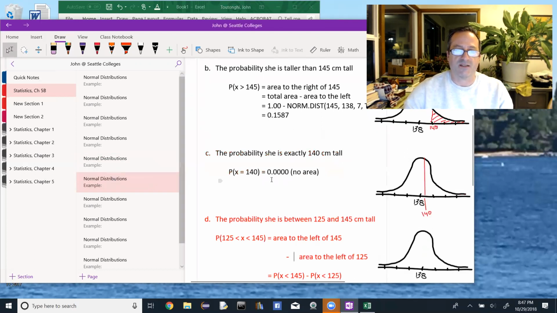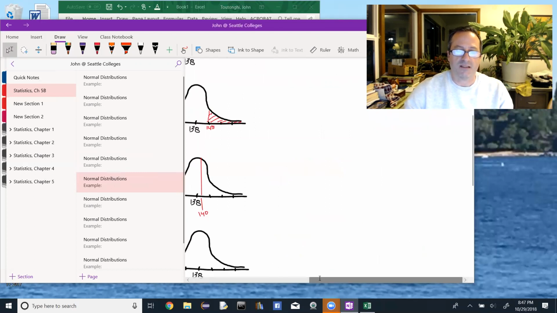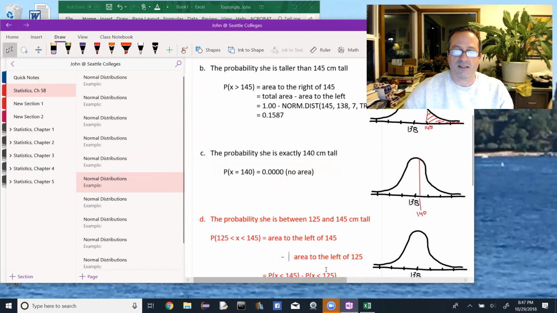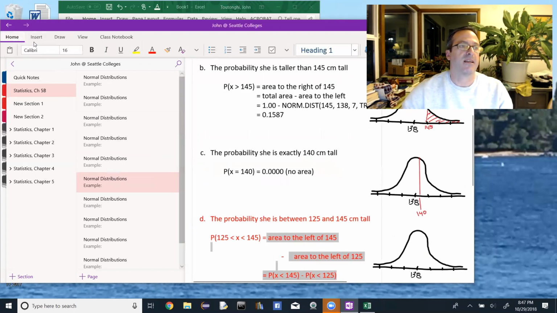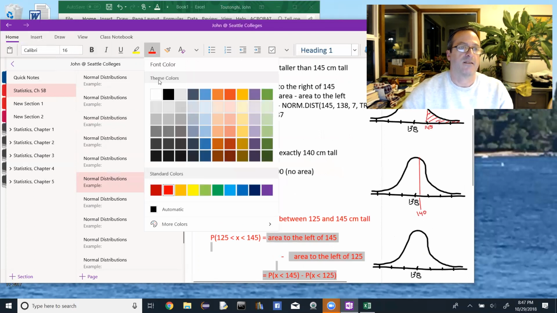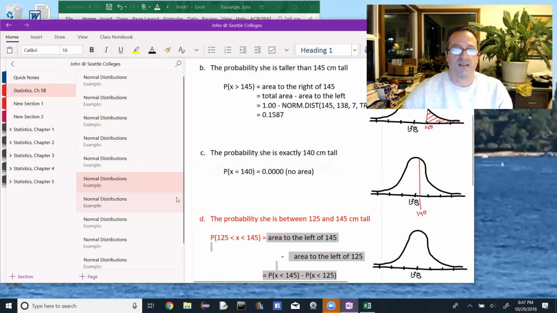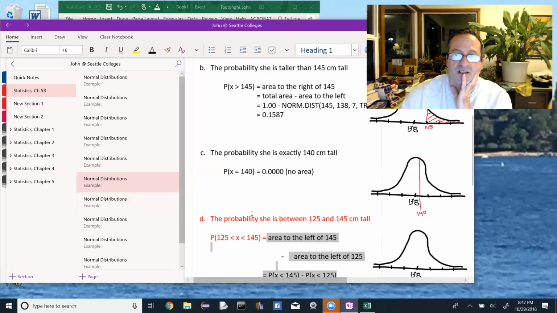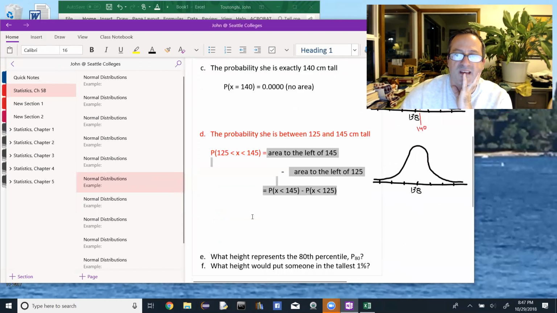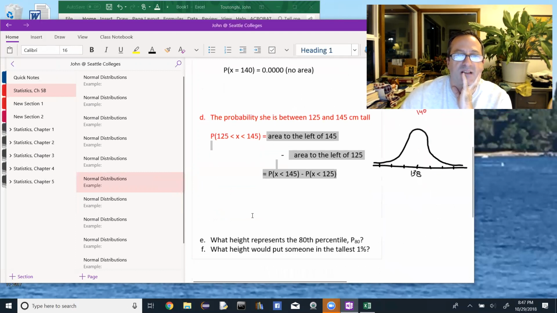Okay, so that answer is 0. The next problem is looking at a probability that, look, I skipped a page. She is between 125 and 145 centimeters tall. And in this example, I can put the x values between the smaller 125 and the larger 145 values.